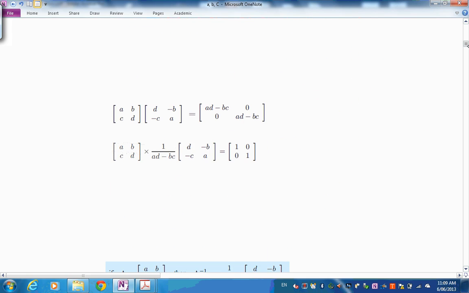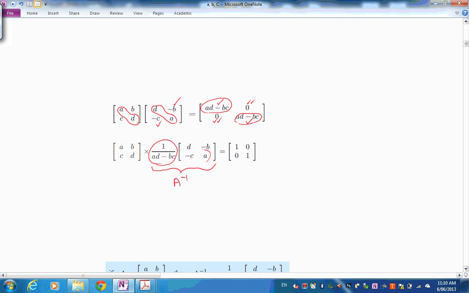Okay, so if you look at what we did, here we are, A and D, we interchange those. And then we change the sign of the other two. And when you do that, what do you get? You get AD take BC in those holes, and all these are good. We got the zeros where we want them, but these numbers were too big. So we're going to actually have to divide by AD take BC. So the inverse is actually this thing here.